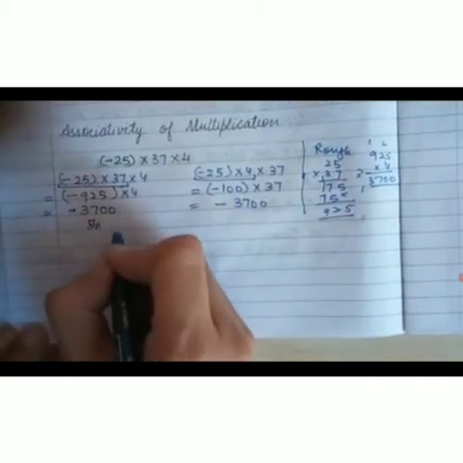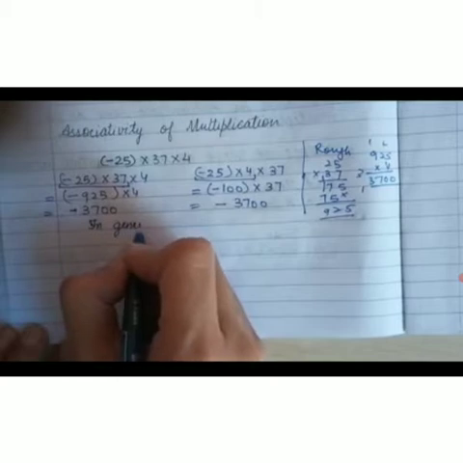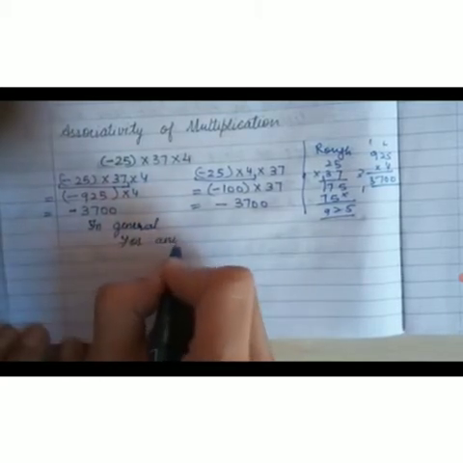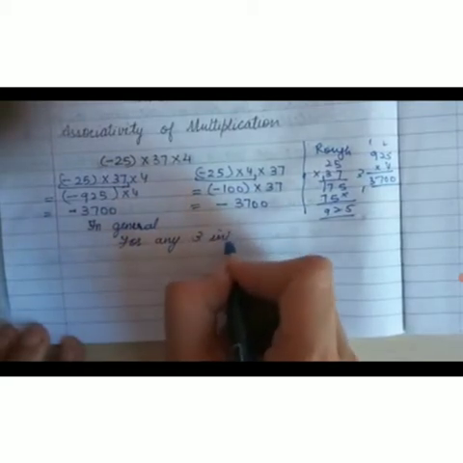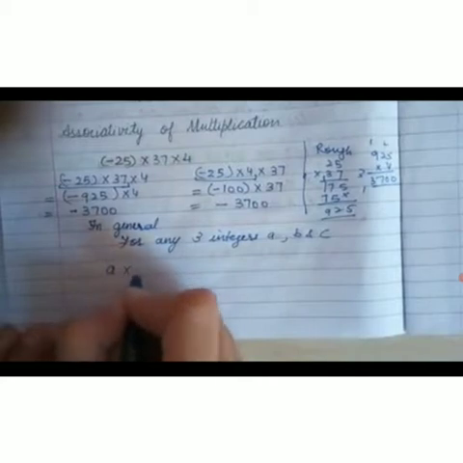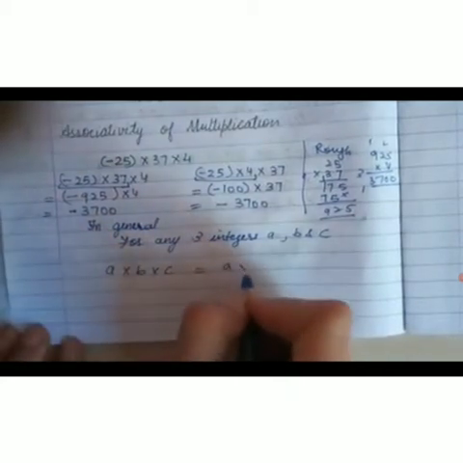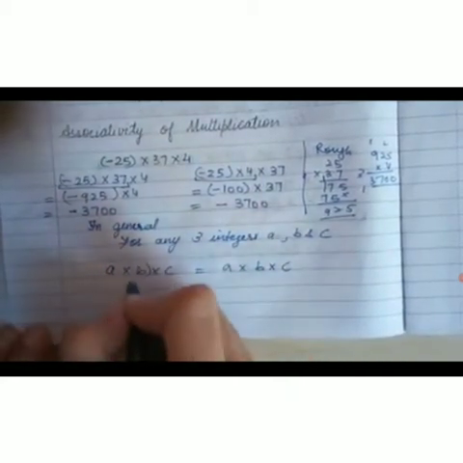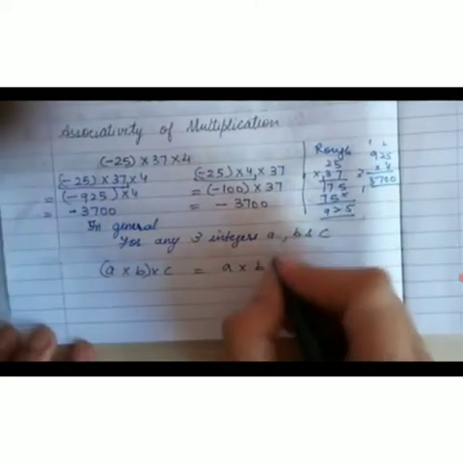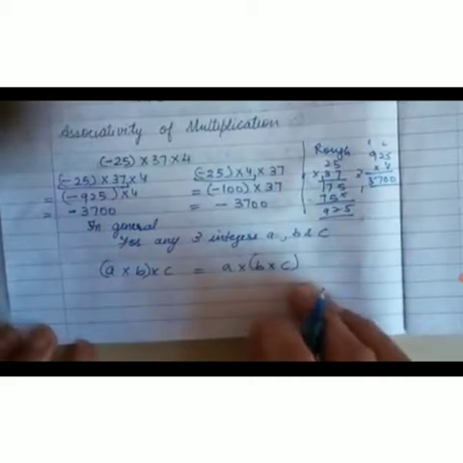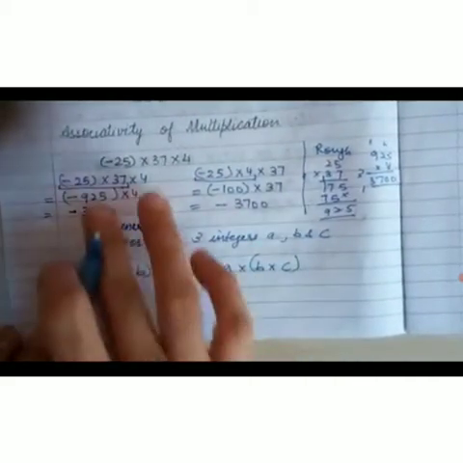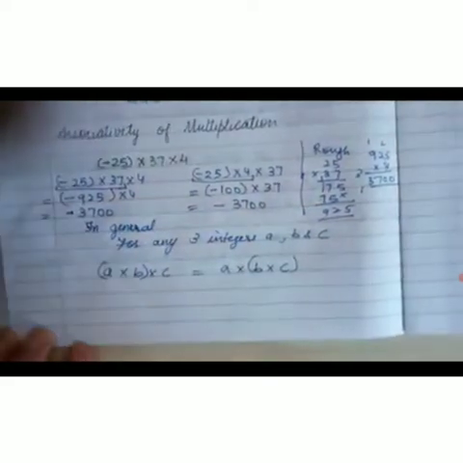Yes, in general we can write it as, for any three integers a, b and c, a into b into c is equal to a into b into c, meaning we multiply those two integers first and then the third integer, or the last two integers first and then the first integer, right? So we get the same answers on both sides, right?